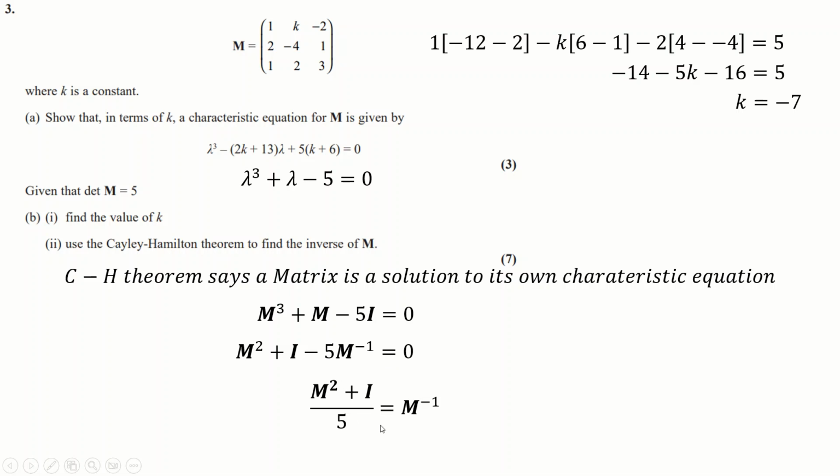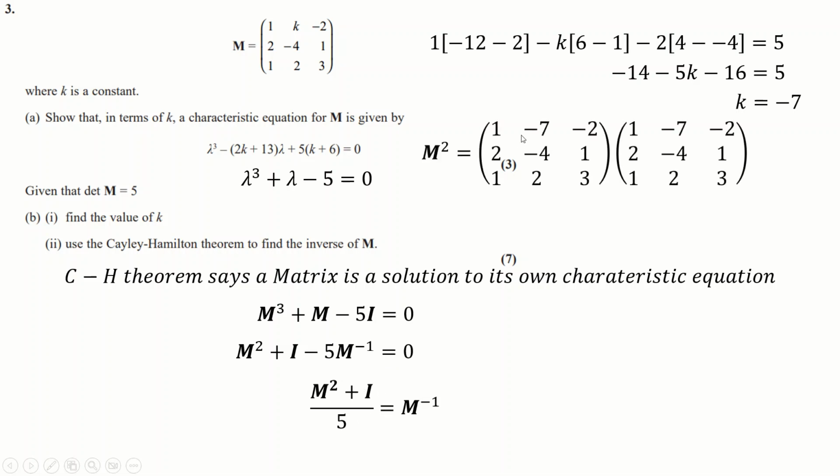And this is something that I'm pretty sure I can work out, because I have m with a minus 7 in here. I can type this into a calculator to work out m squared, because I can't be bothered to do that by hand. You get this.